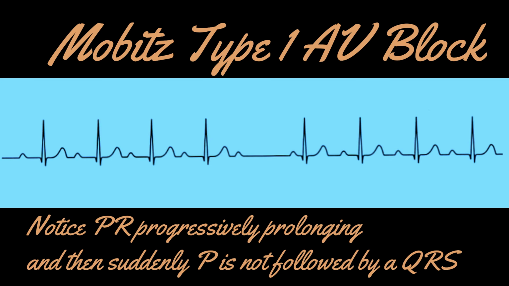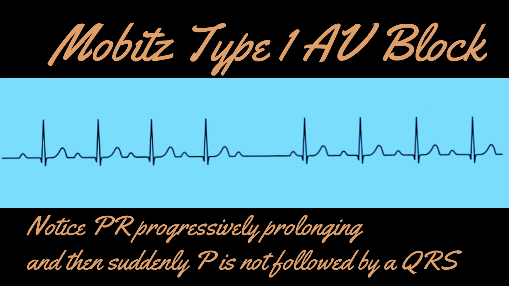Then after some time the QRS is dropped. There is a P wave but there is no QRS complex in that complex. And then after that the following complex will have a short PR interval and the RR interval keeps on narrowing. So this is the characteristic of Mobitz type 1 AV block.